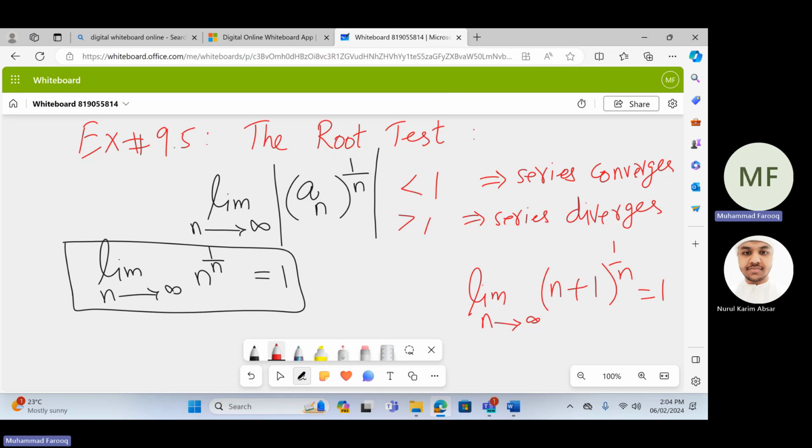And n approaches infinity means a very, very big value. So if you take here, let's say, 10 power 5 plus 1, then raised to power 1 over 10 power 5, please check. How much are you getting? In this case, it's n to power 1 over infinity. The limit is infinity, so 1 over infinity is 0.